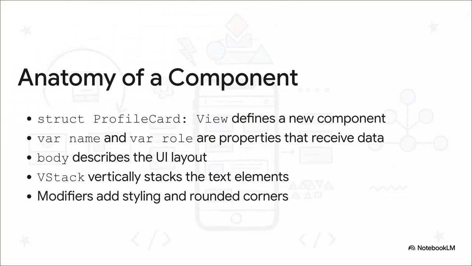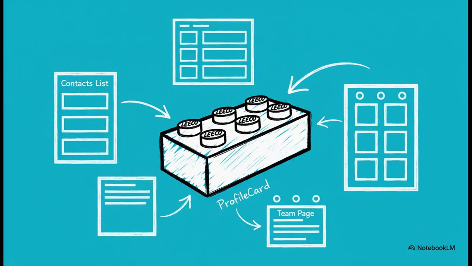So let's just break it down real quick. We define the component, we give it a couple of properties like name and role to catch the data we pass in, and then we just describe its layout inside the body. The key takeaway here, the big idea, is that this view is completely decoupled from any data source. And that's the goal, really.